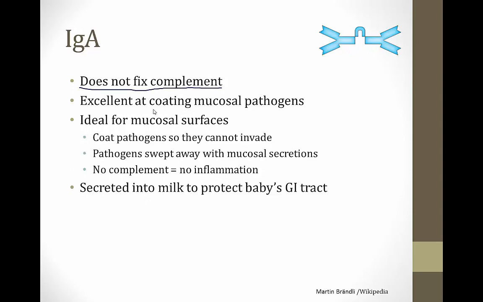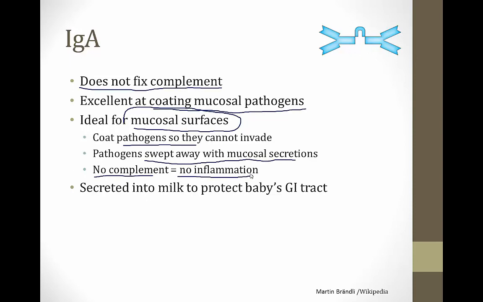However, it's excellent at coating mucosal pathogens. This makes it the ideal antibody for mucosal surfaces. It will coat the pathogens so they cannot invade. The pathogens will get swept away with mucosal secretions, and because it doesn't fix complement, there's no inflammation and therefore no destruction of the mucosal layer. It's for this reason that it's secreted into mother's milk so that the baby will consume this and get lots of IgA in its GI tract to protect it from pathogens as a newborn.